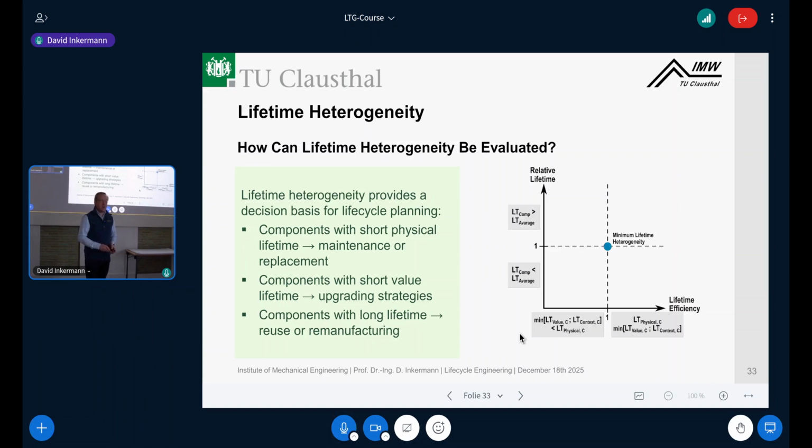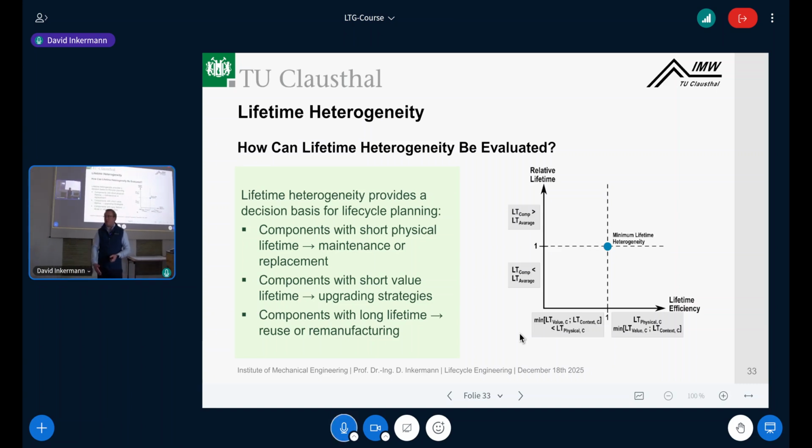In case we have components that are short in physical lifetime, these are candidates for replacement. That's what you know from your car or your bicycle: you have to replace the brake pads, or you should replace your chain after 2,000 kilometers, or even earlier if you don't maintain it during normal riding. So for components that are highly affected by wear, we would like to allow maintenance or replacement.